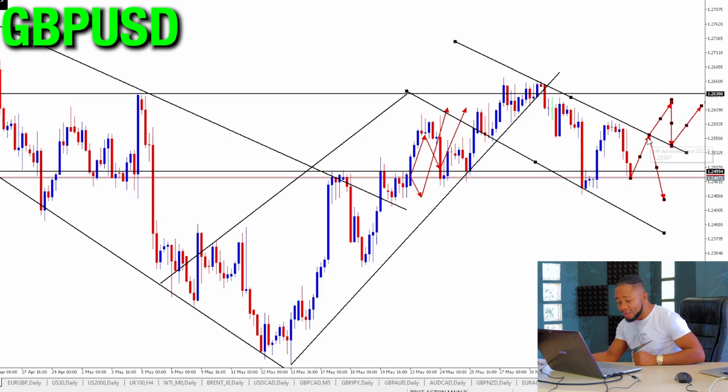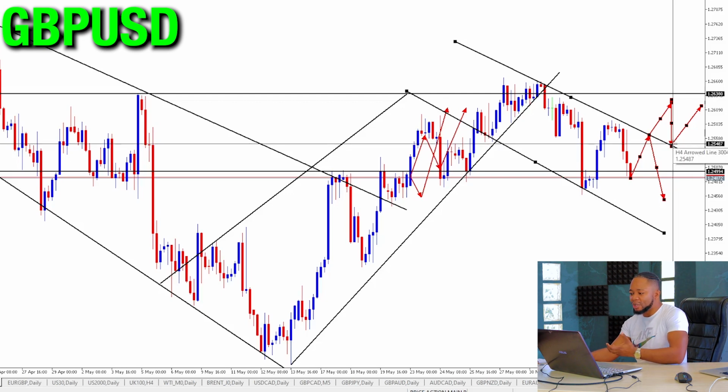This zone has been broken. Now I wait for the zone to retest. That's what I'm saying, the break and retest strategy. So since this zone has been broken, I'll wait for the same zone to retest. As soon as the same zone retests, I'll only be looking for a buy signal somewhere here.